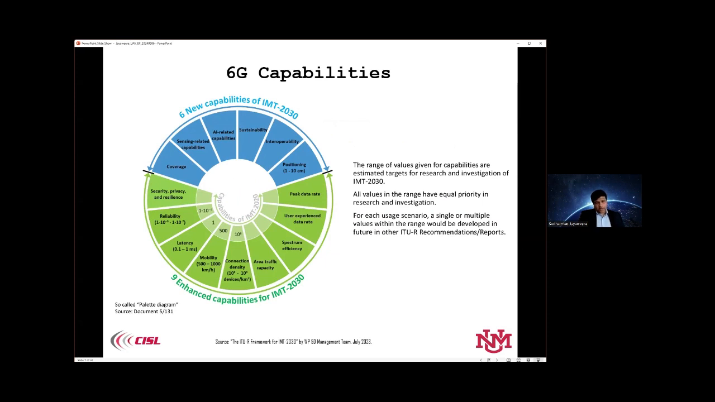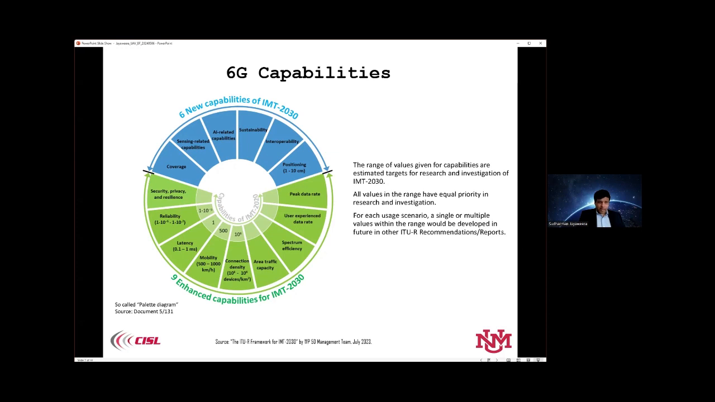Along with these usage scenarios, 6G also introduced new capabilities. In particular, six new capabilities related to coverage, sustainability, interoperability, and, interestingly, positioning, as well as sensing-related and AI-related capabilities.